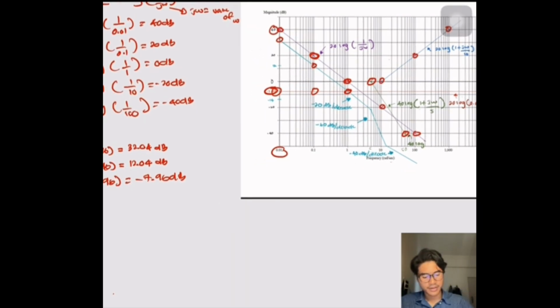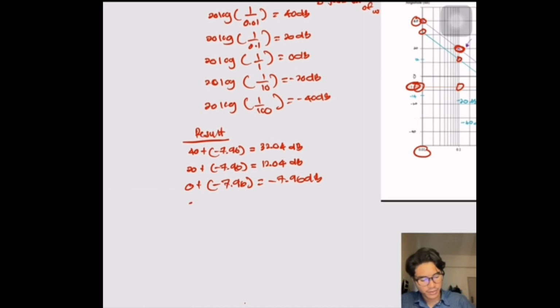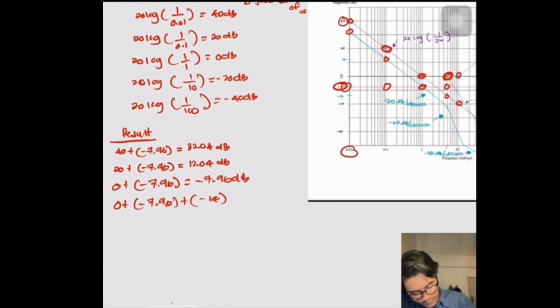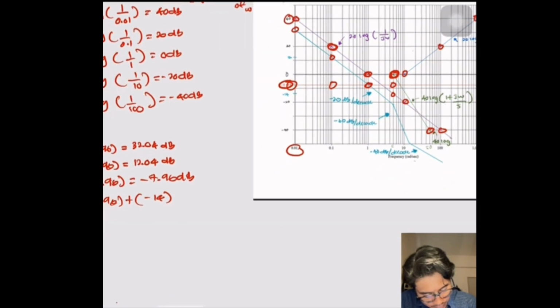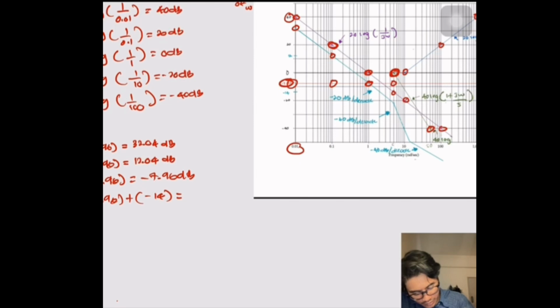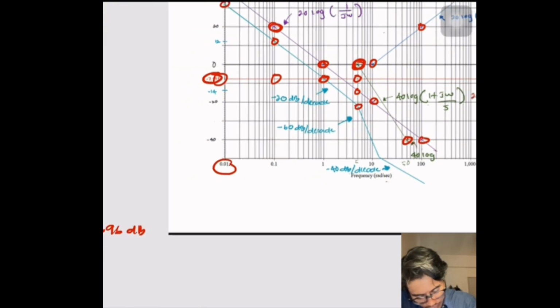At this point, we find the value at 5 radian per second. At this value, we have 0 plus negative 7.96 plus negative 14, because at 5 radian per second we have the 3 graph. We get 0 plus negative 7.96 plus negative 14, which gives negative 21.96 degree at this point.